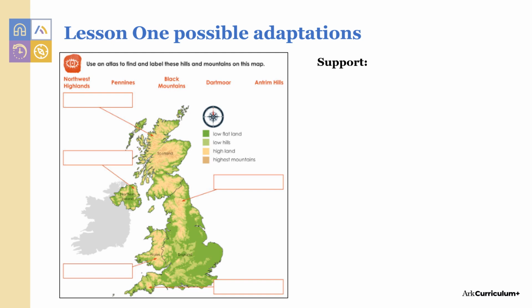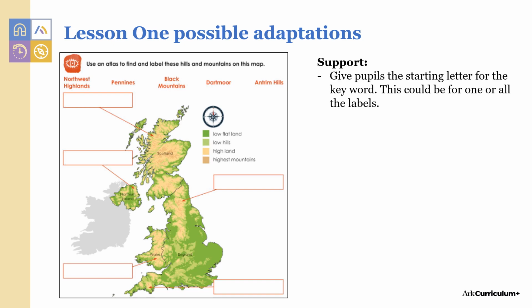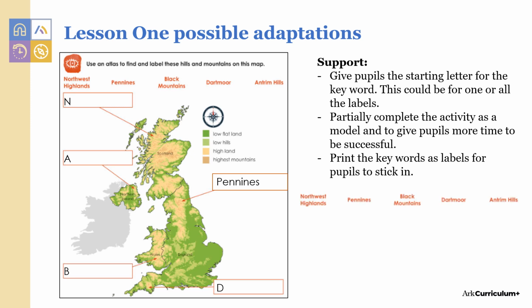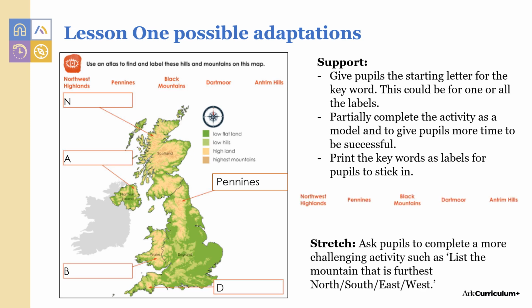For this activity, pupils need to use an atlas to find and label the hills and mountains on the map. Support pupils by giving them a starting letter for the keyword. This could be for one or all the labels. Partially complete the activity as a model and to give pupils more time to be successful, and print the keywords as labels for pupils to stick in. Stretch pupils by asking them to complete a more challenging activity such as list the mountain that is furthest north or south or east or west.